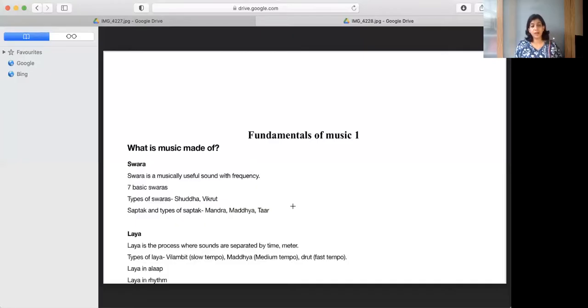Now vilambit is further categorized into subtypes. One is ati vilambit and another is vilambit. Then there is drut laya and ati drut laya also. So it is fast and super fast, and vilambit is slow and super slow. But more or less there are three types of layas, mainly vilambit, madhya and drut. There are different compositions sung in these three layas.